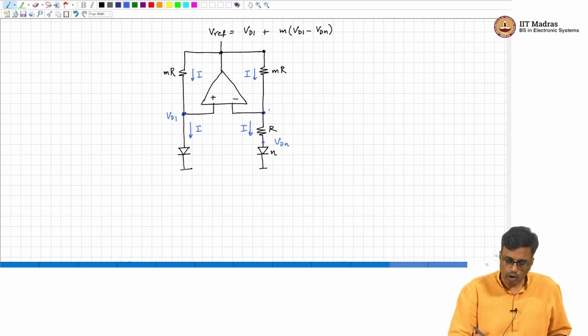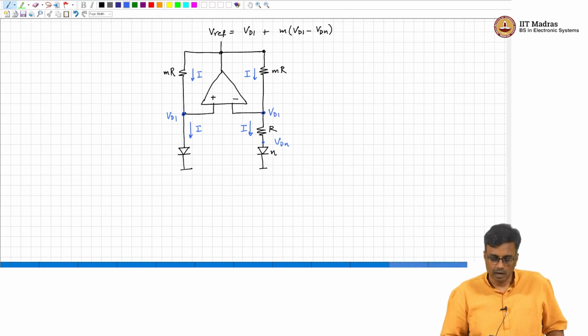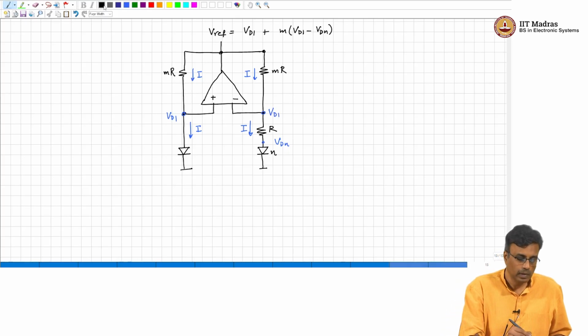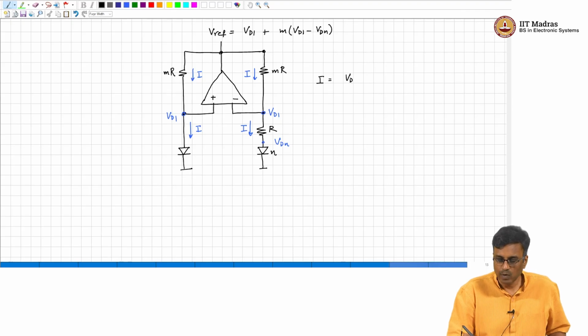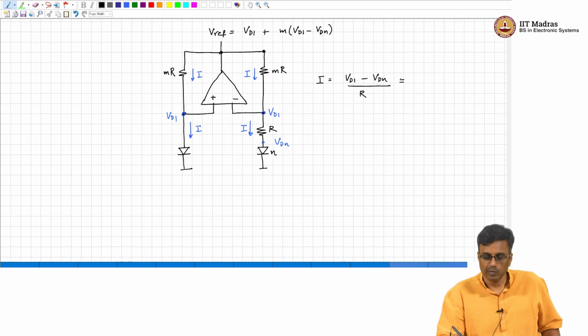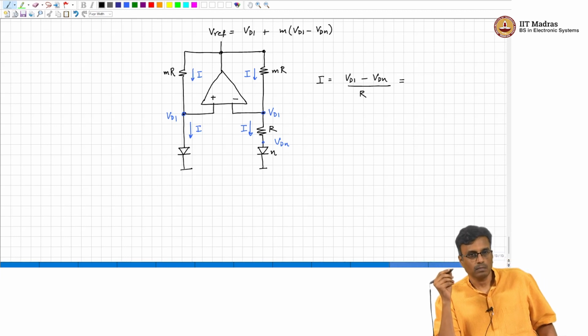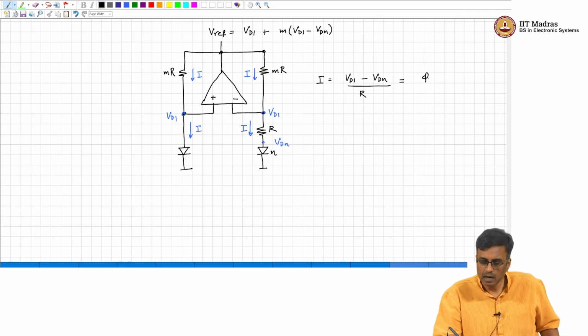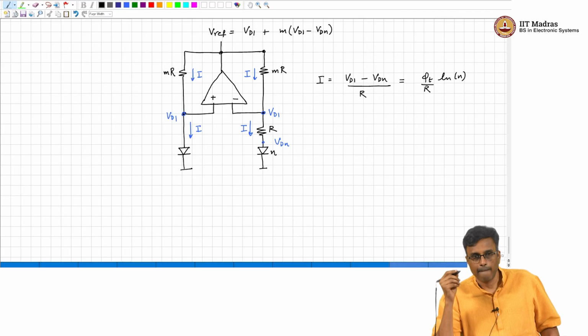So, this is VD1, what comment can you make about that voltage? VD1. So, what is I? I is nothing but VD1 minus VDN by R. And what is VD1 minus VDN? Phi t ln n by R. Is that clear?